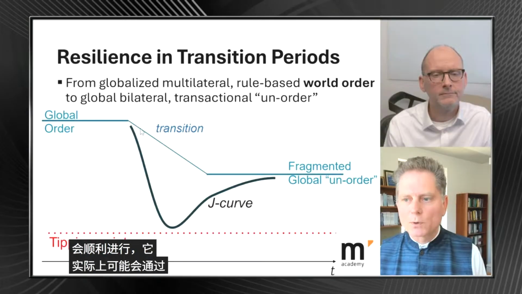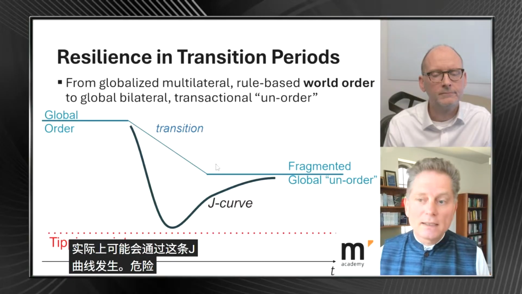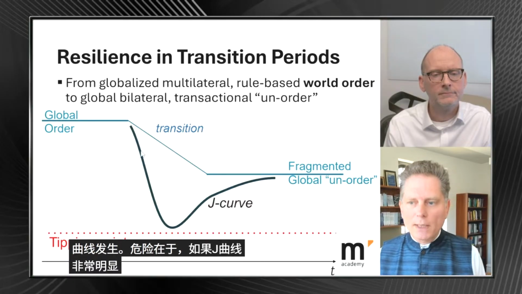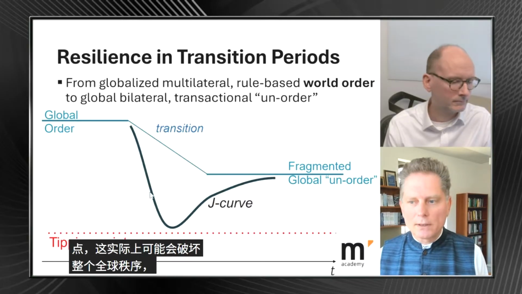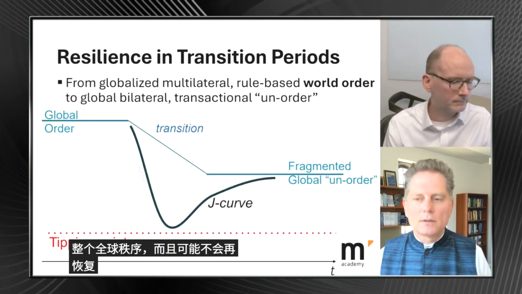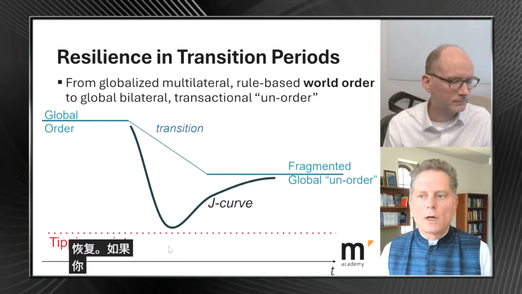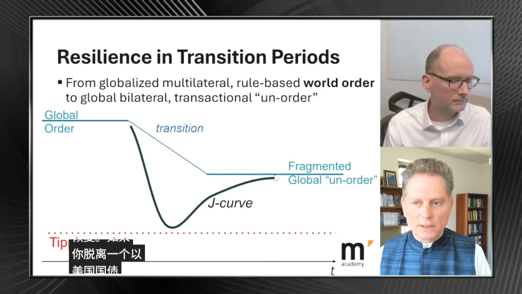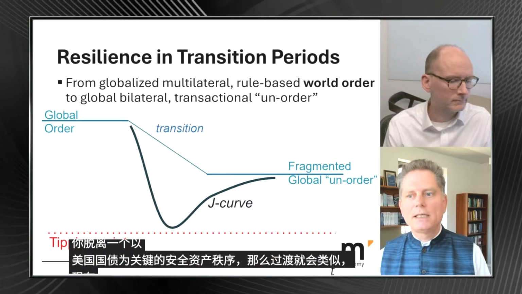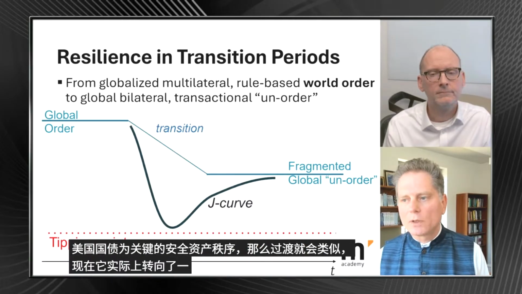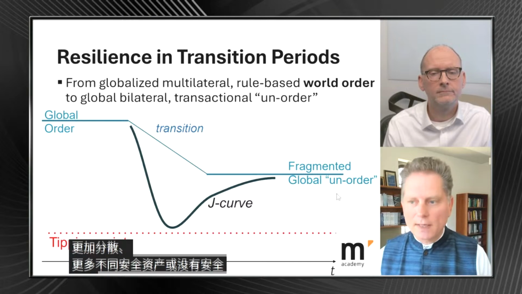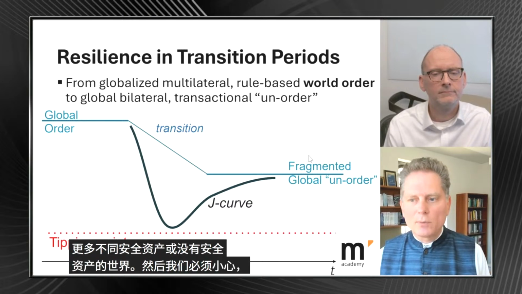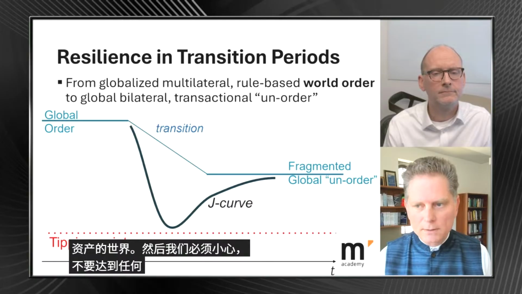It could actually happen through this J-curve. And the danger is if the J-curve is very pronounced and hits a tipping point, this might actually derail the whole global order and it might not come back. Similar is the transition if we move away from an order where the US Treasury is the key safe asset, and now it moves to a world where there are more fragmented, different safe assets or no safe asset, and then we have to watch out that we don't hit any tipping point.